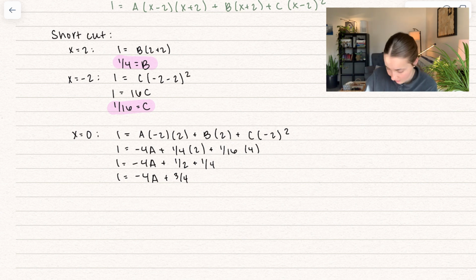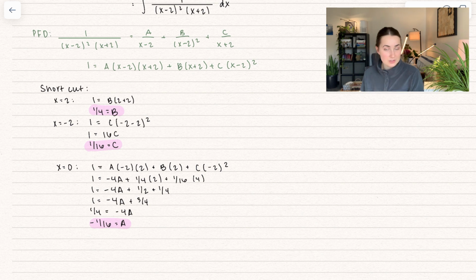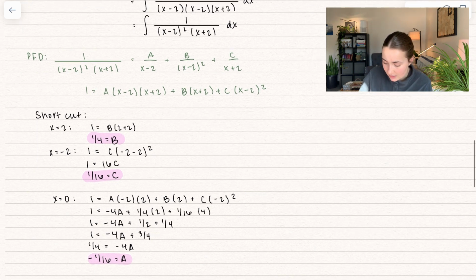Subtracting 3/4 from both sides, I get 1/4 is equal to -4a. Dividing both sides by -4, I get -1/16 is equal to a. And so using those first terms and plugging in another x value, we're able to find our third term. So that's another way that you can use a shortcut. Of course, you can multiply this whole thing out and solve, and you're going to end up with the exact same solution. So it's whatever your heart desires.